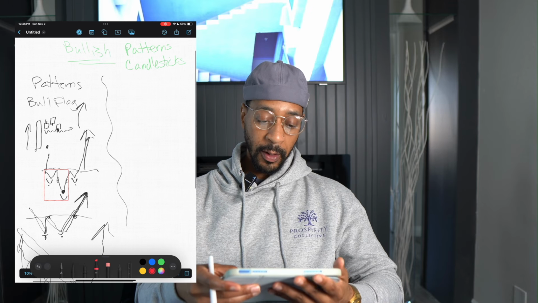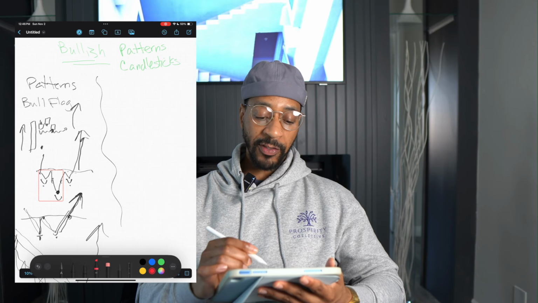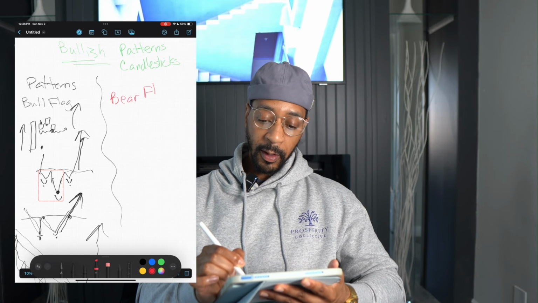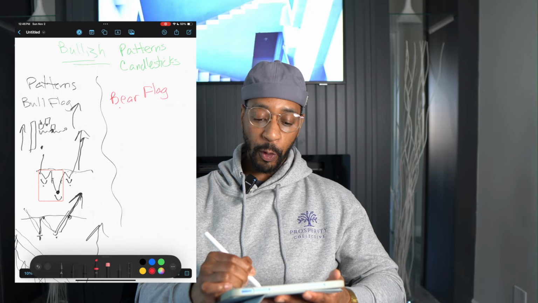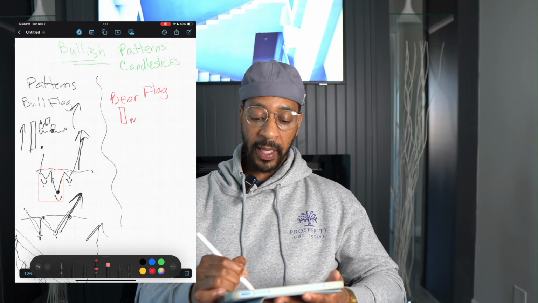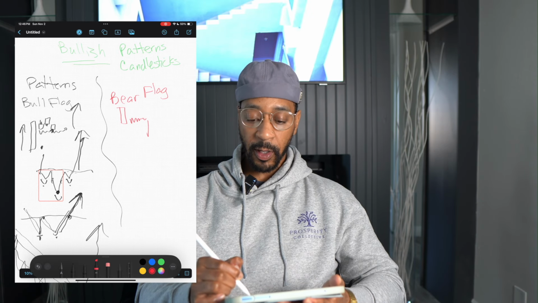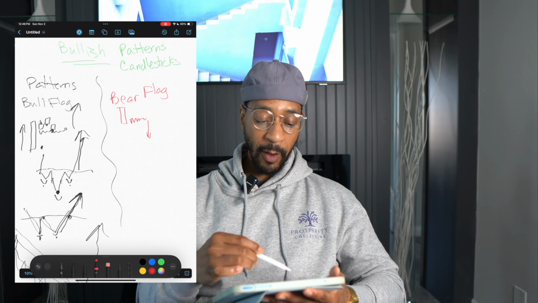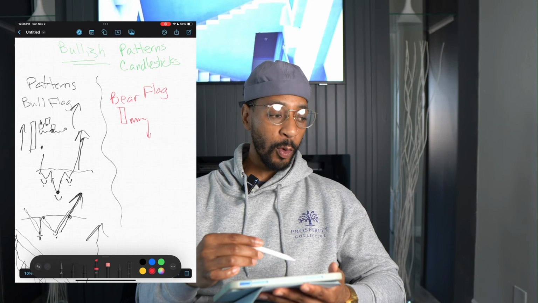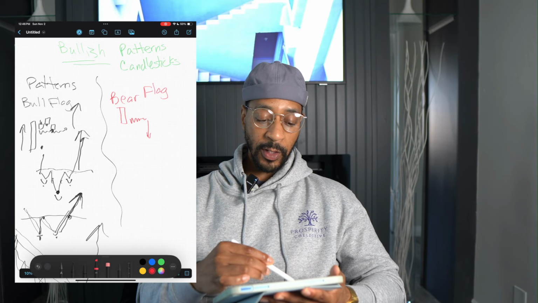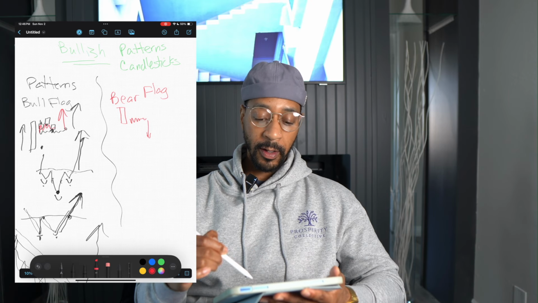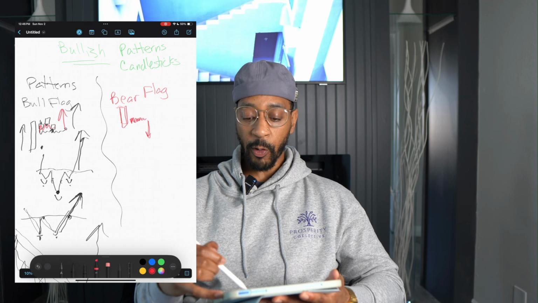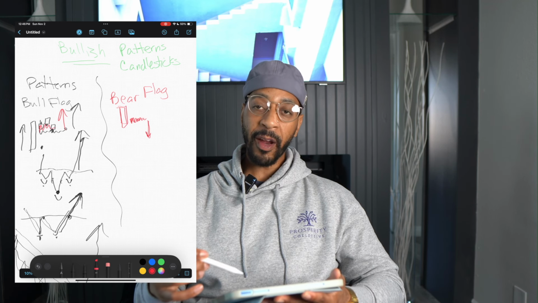Okay. Now we have something called a bear flag. Same exact thing. A move to the downside, and then it consolidates, and then it goes lower. That is a bear flag. So the same way a bull flag has a strong move to the upside, then it goes up and down, and then it goes higher. Same thing here: a strong move to the downside, consolidation, and then it goes lower. That is a bear flag.